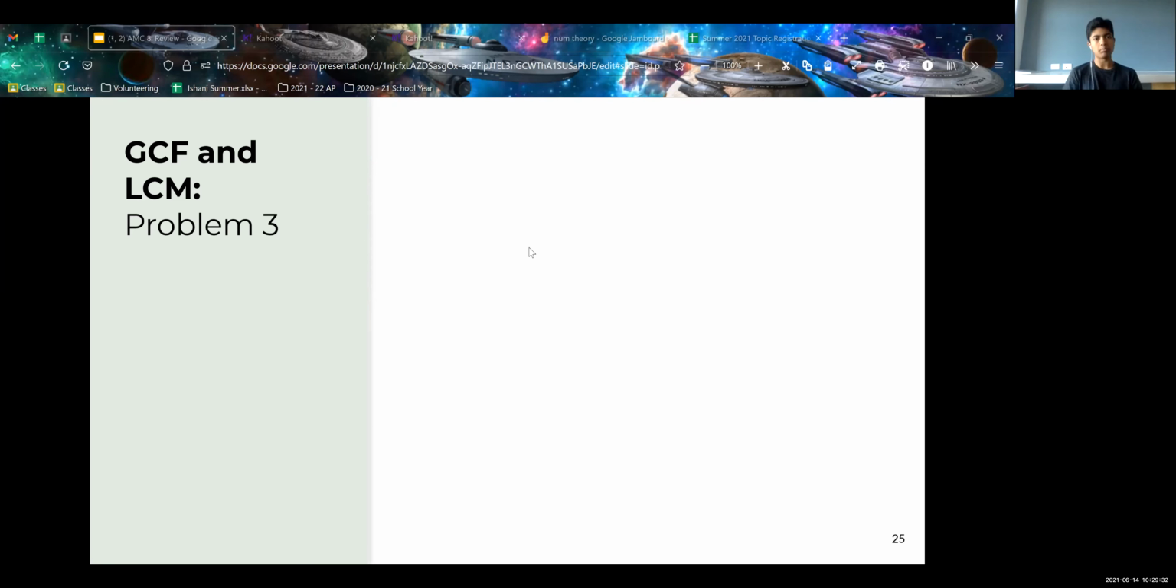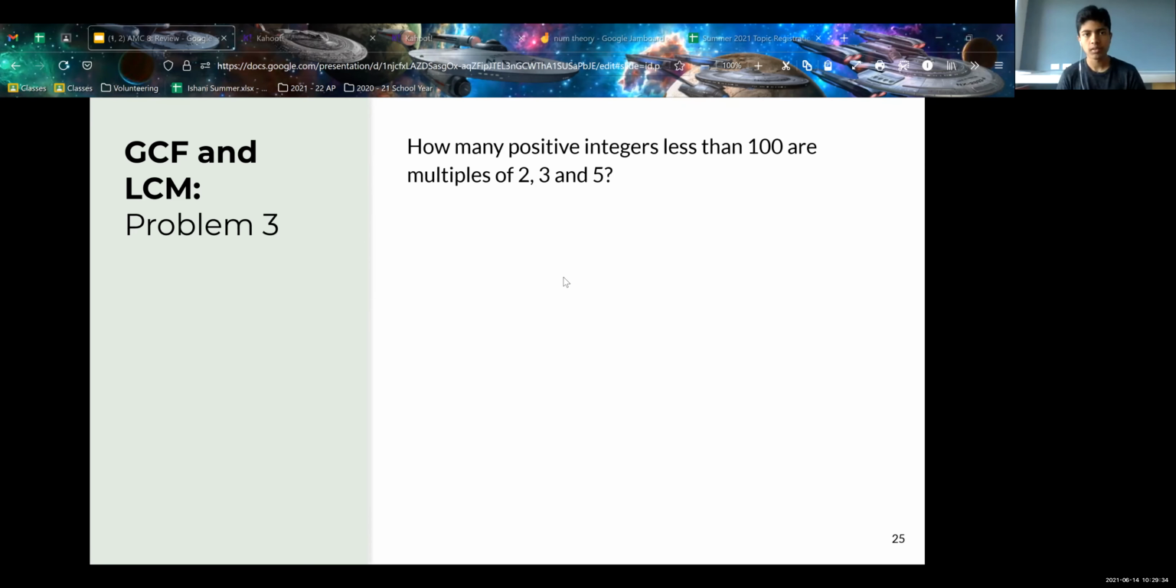All right, problem 3. How many positive integers less than 100 are multiples of 2, 3, and 5? This might be a little bit hard to solve, so when we explain it, be sure to pay a lot of attention. And if you can, watch it again tomorrow, because the AMC will definitely ask a lot of questions similar to this. They love any competition math. They'll ask tons of questions similar to this. So it's kind of important.